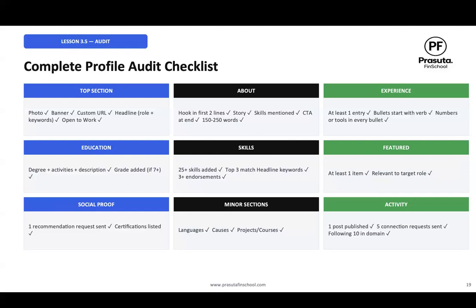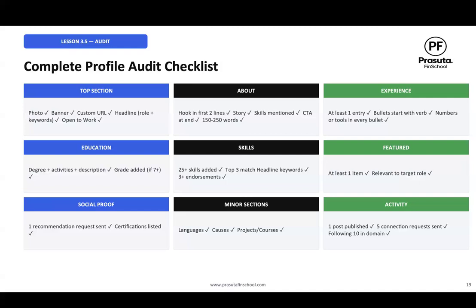Then social proof, one recommendation request sent, certifications are listed, done. Then minor sections, languages, causes, projects, courses, everything should be filled up. There should be no blank section available on your LinkedIn profile.